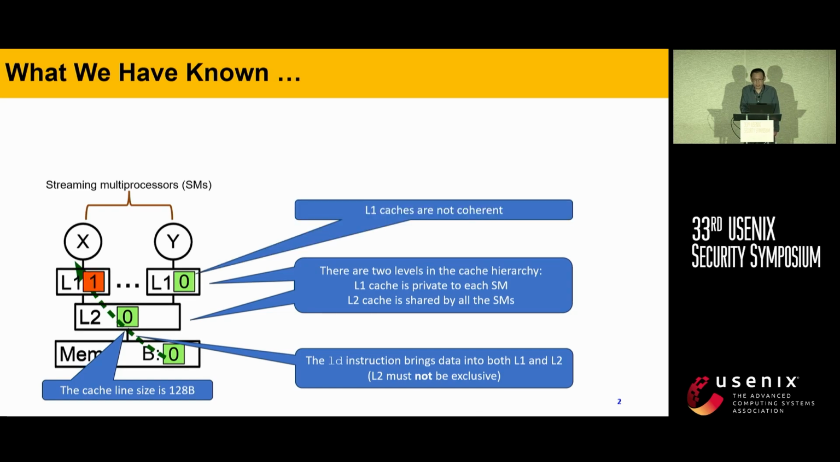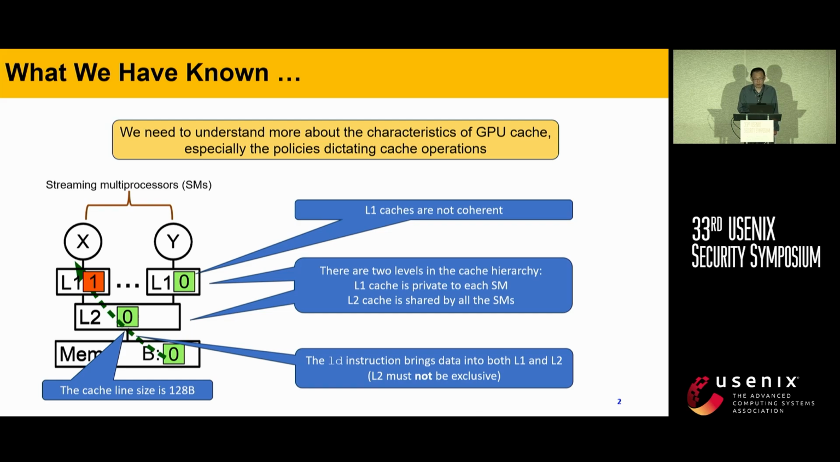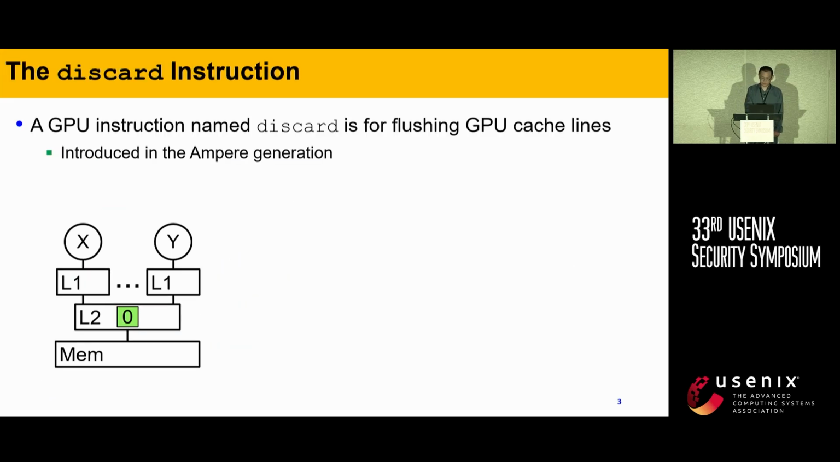An interesting property revealed in the NVIDIA documentation is that their L1 caches are not coherent. This means writing into a memory block in one SM's L1 will not affect other copies in other L1s. But for mounting powerful cache attacks, we need to understand more, especially the policies that dictate GPU cache operations. And we will leverage a GPU cache maintenance instruction named discard to achieve this.